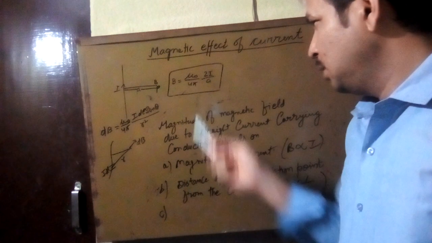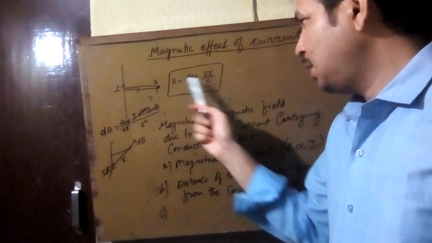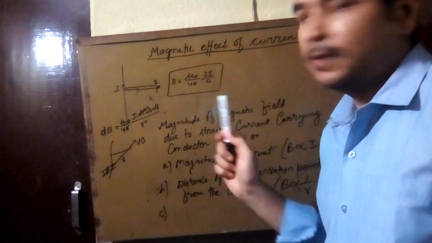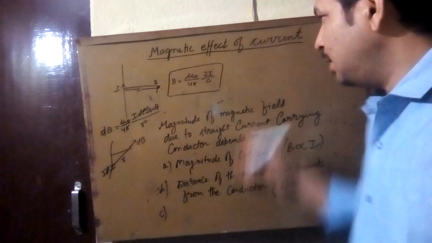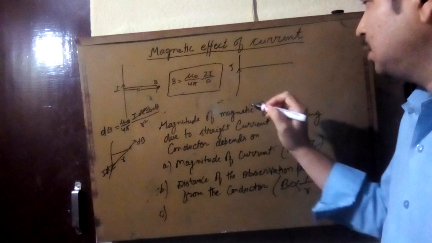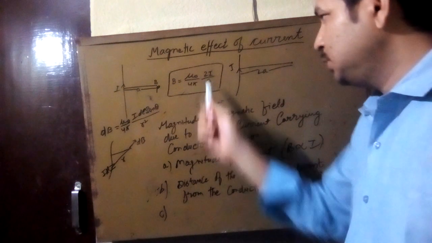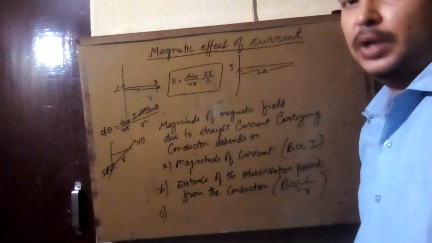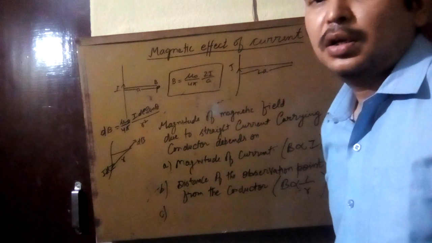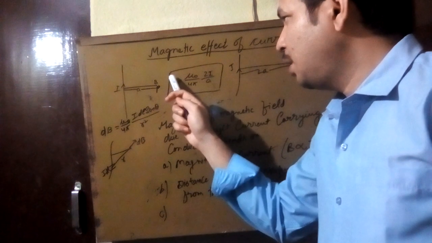Next point is, you can see B and the perpendicular distance A, and it is in the denominator. What does it mean? If you increase A, keeping the current constant, suppose the current I is flowing and is not changing, and you have increased the distance, suppose to 2A. So what will the magnetic field be? By this formula you can see it is inversely proportional to A. If you increase the denominator, B will decrease. If you decrease the denominator, B will increase.